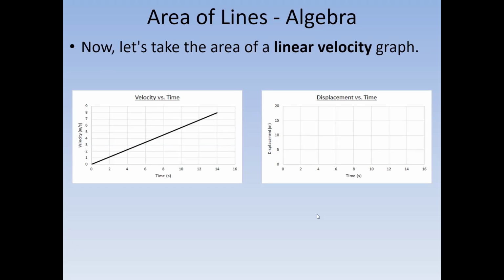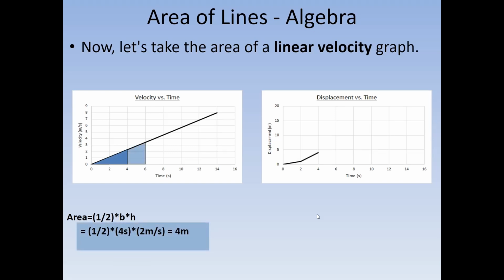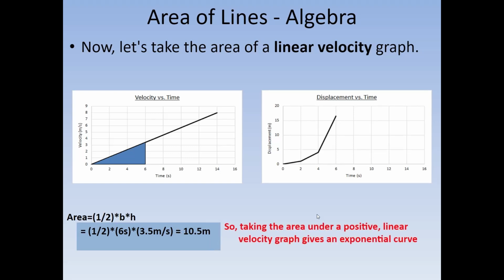Now, if I instead had a velocity that was linear, so it went up like this, my displacement is going to look a little bit different. Here, I'm making a triangle, so I do half base times height. I do the same thing, and you'll notice that the points will constantly go up. So a curved graph like this for displacement comes from a linear velocity.